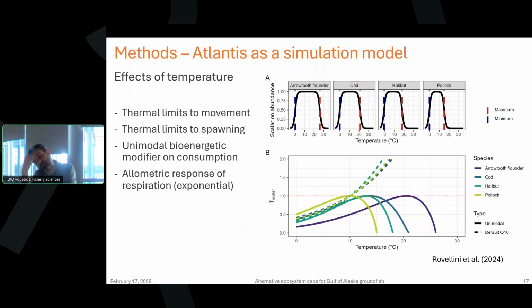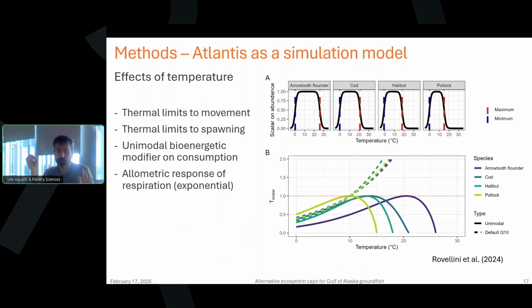There is only one thing that I will say about the Atlantis model itself, just because it's important in the results that you're going to see today, which is how we wire temperature effects into the model's biology. We do that in quite a few ways, but these are the key four explicit ones. You only see 4 species depicted here because this is an old figure, but that applies to all the stocks that we have in this model.